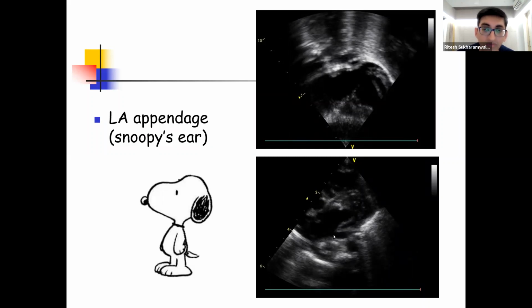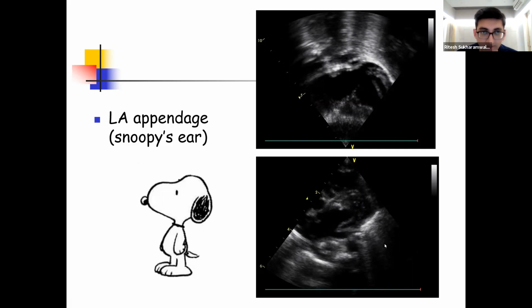When you have a narrow base with a broader body, it is the left atrial appendage. Here the four-chamber view is also showing the left atrial appendage. This is the short axis view showing the left atrial appendage. The coronary artery adjacent to the left atrial appendage is the left anterior descending coronary artery, or the LAD.